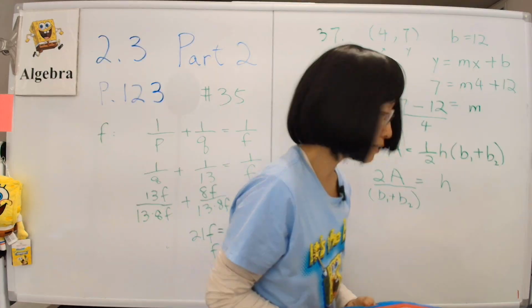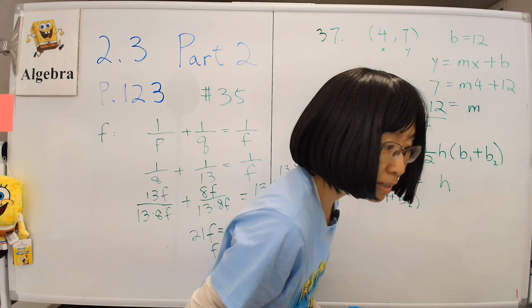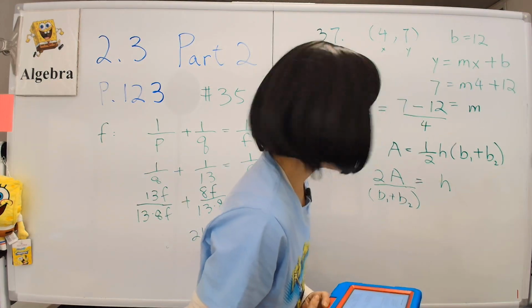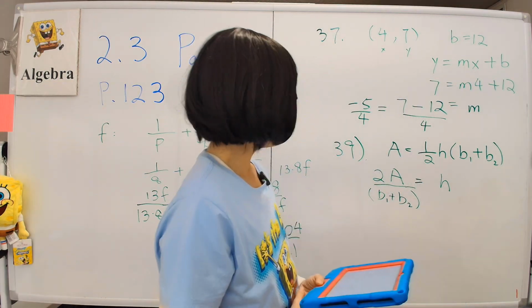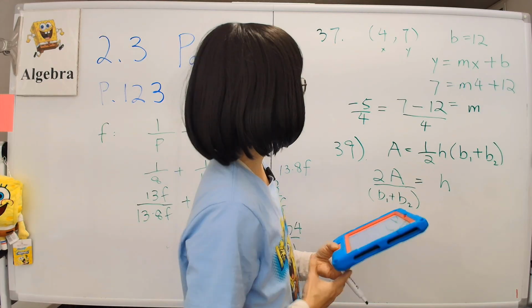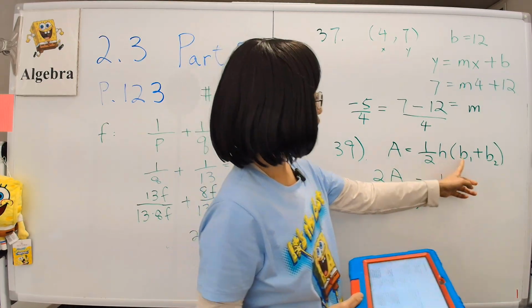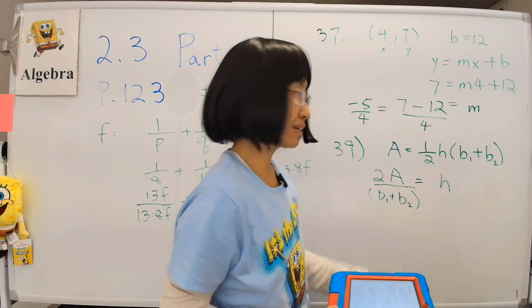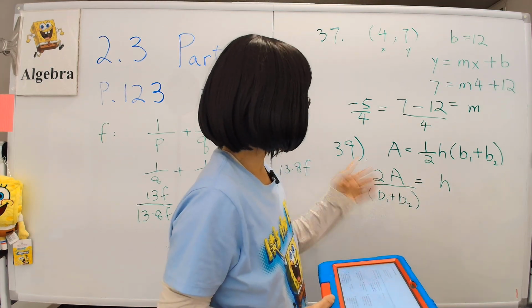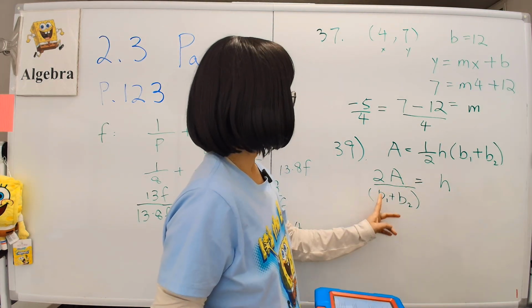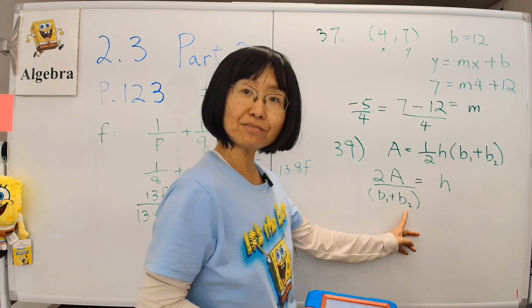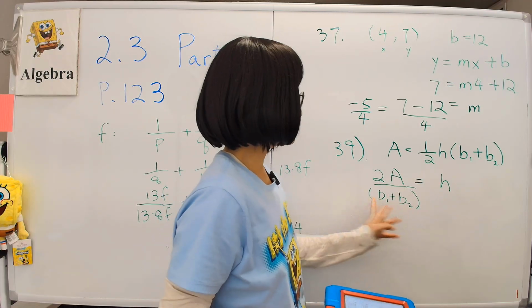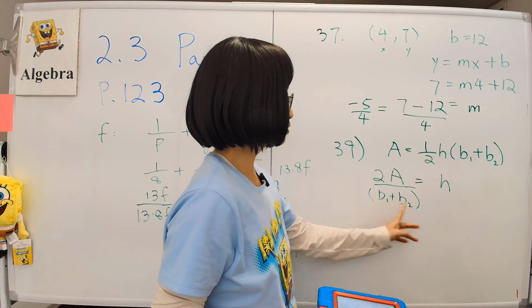Now, what does it say? Problem 39, 2a over b1 plus b2. I'm correct. That is always great. Remember, when a variable has a subscript, the whole thing is a variable. It just happened to have a subscript. The b1 is entirely different from b2 in situations like this. There are 2 different variables.